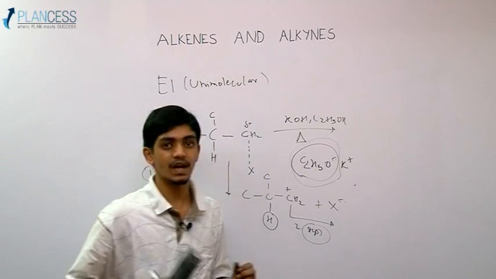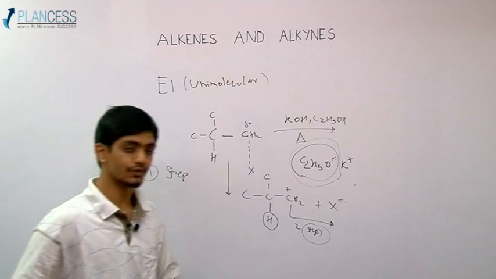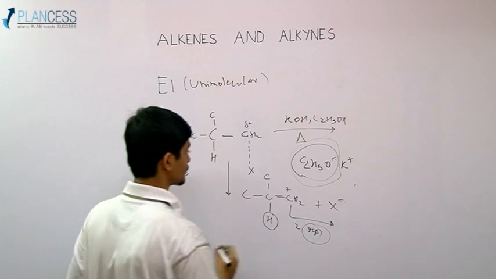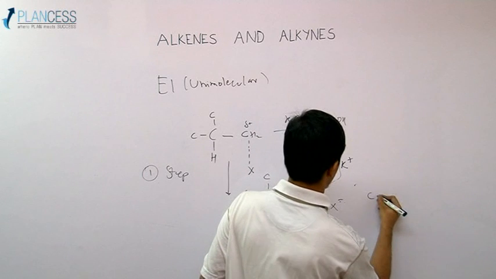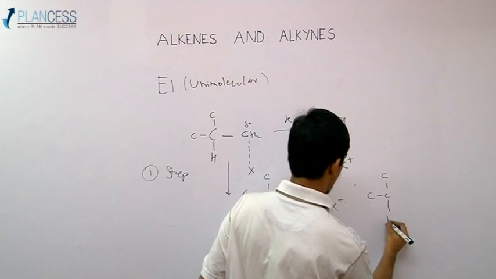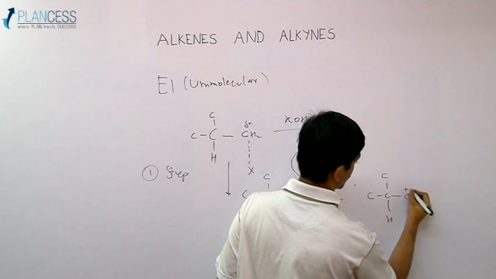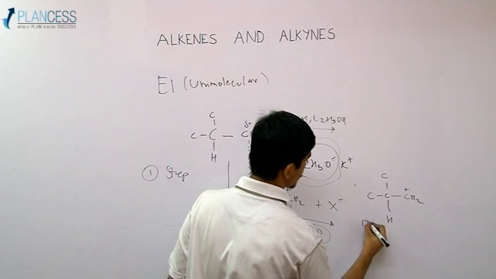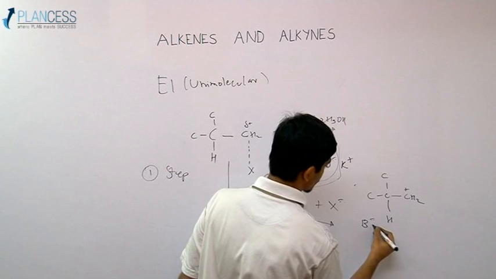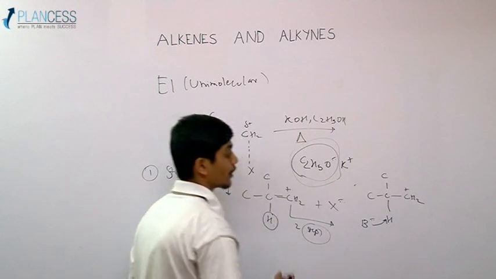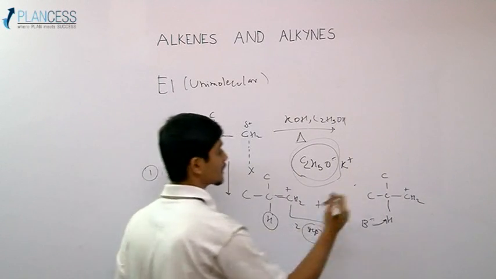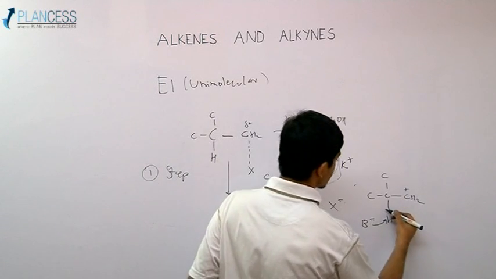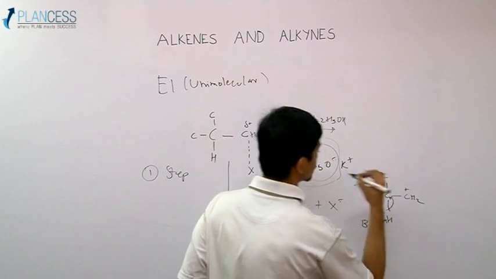The special property is that if the base abstracts this hydrogen, then a double bond can be formed over here. How? Just check this out. A positively charged species, the carbocation, is present. If we have this B minus, or the base, it takes up this hydrogen, or donates its electron density into the anti-bonding orbitals of the C-H bond, and this C-H bond cleaves in this manner.